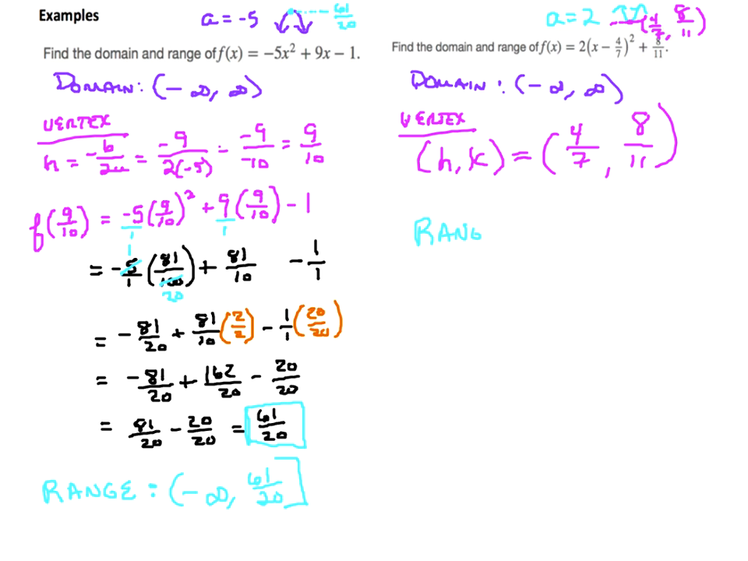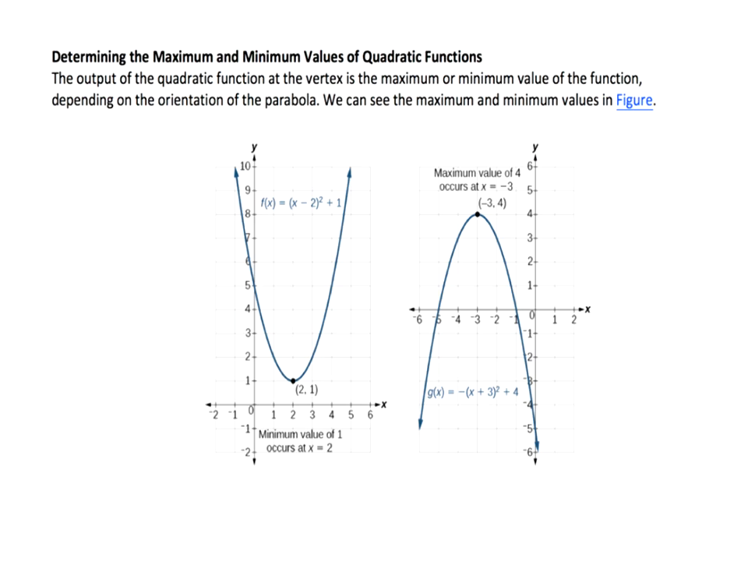So my range for this one starts and includes 8/11, and it goes through positive infinity because it's opening upward.